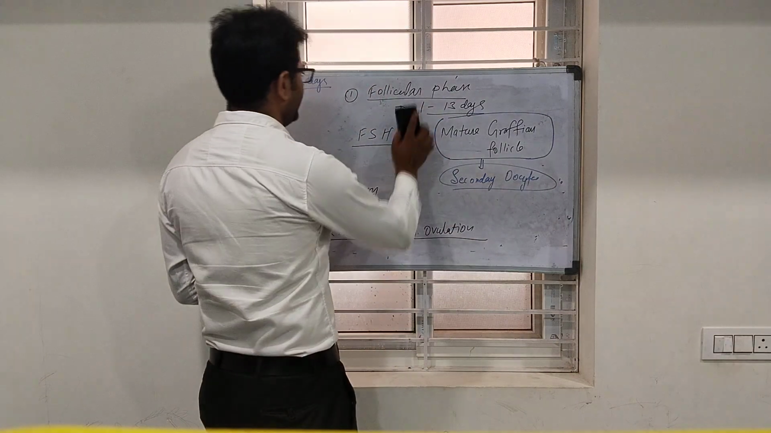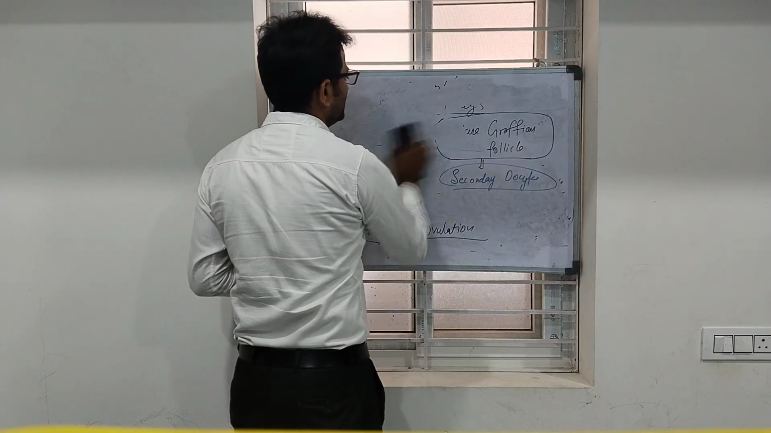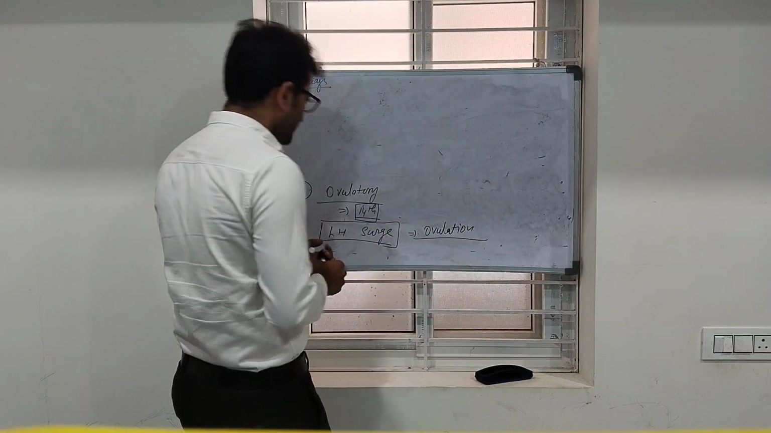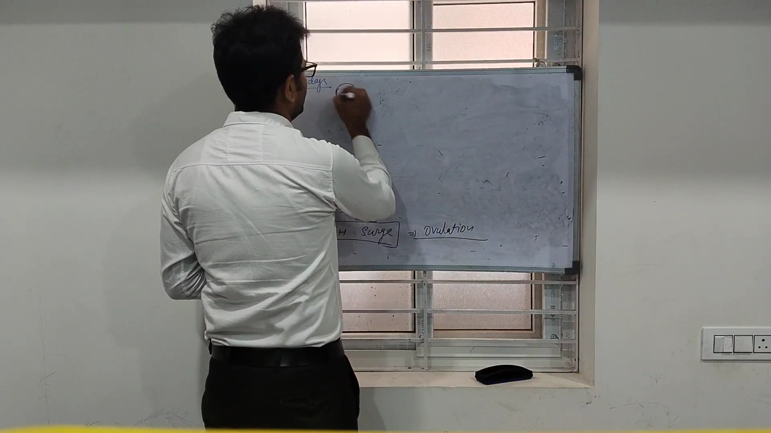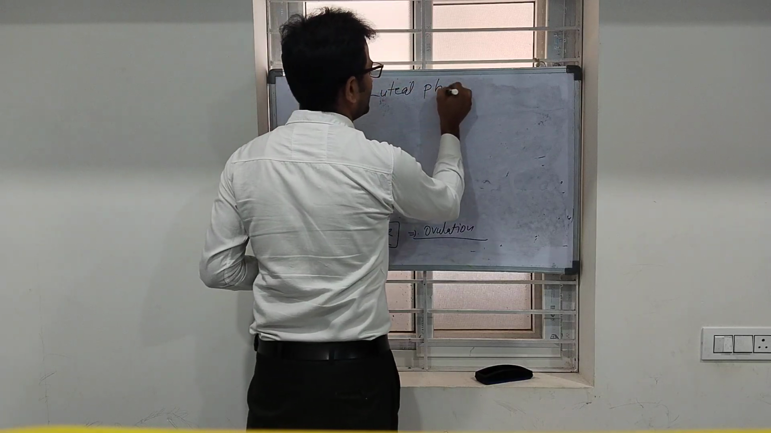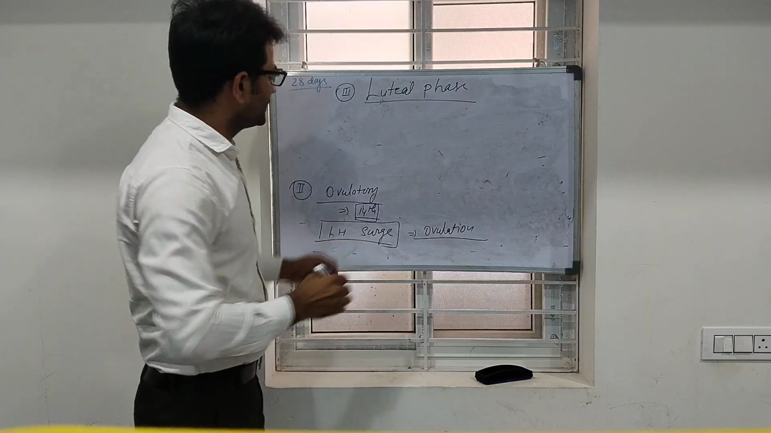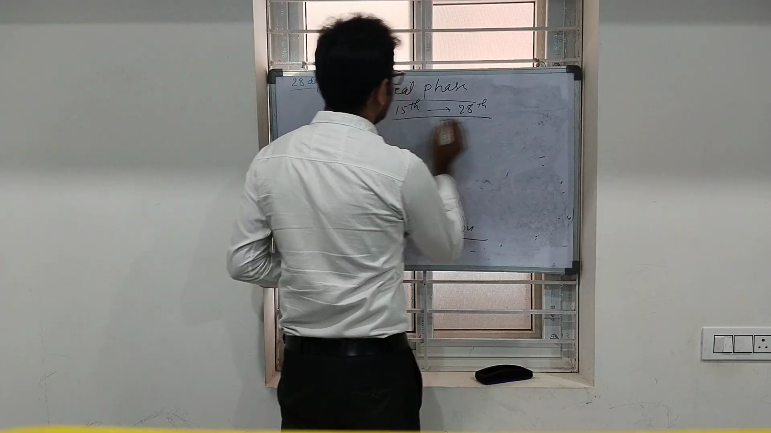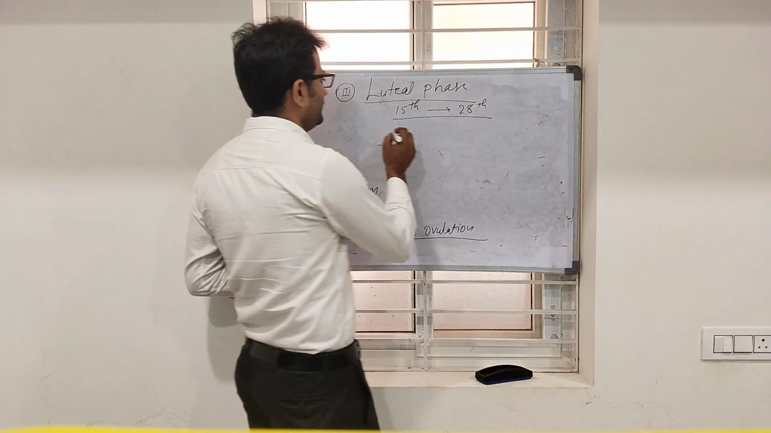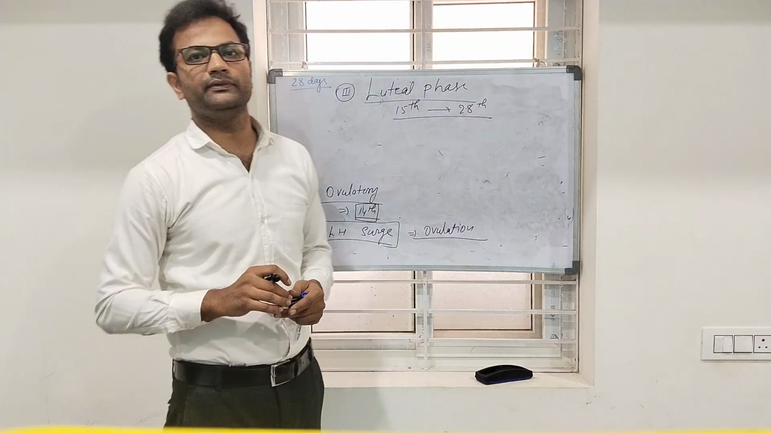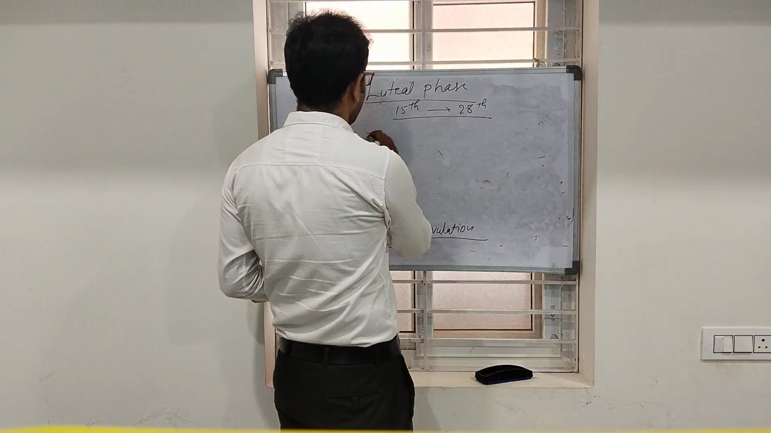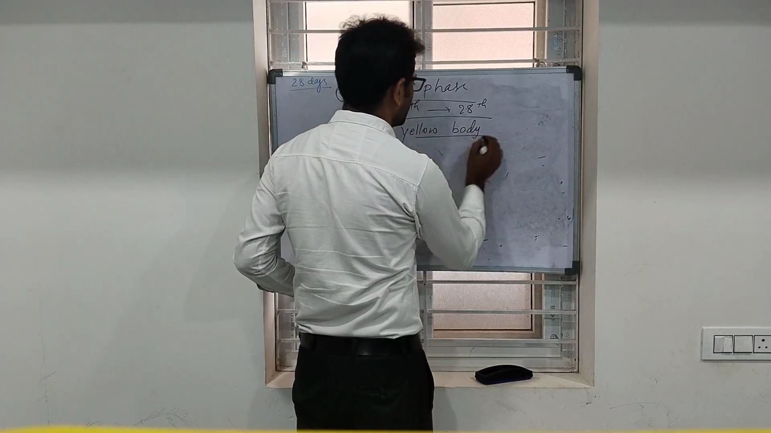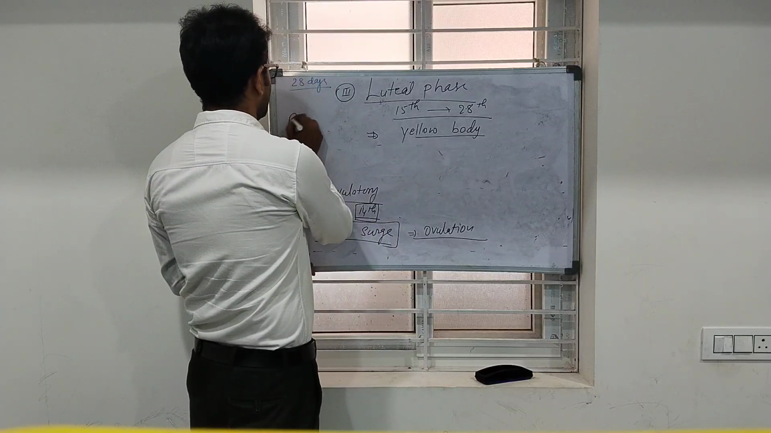Now after the ovulatory phase, the next phase in the ovarian cycle is known as the luteal phase. In the luteal phase, if you observe, after 14 days, from the 15th to the 28th day of the menstrual cycle, the luteal phase will be there. In the luteal phase, the remaining part of the ruptured Graafian follicle will be converted into a yellow body, a yellow structure.